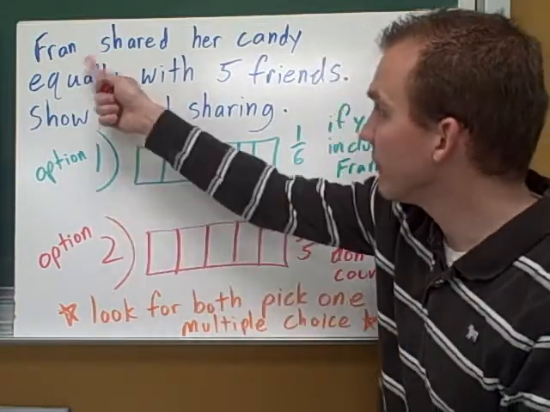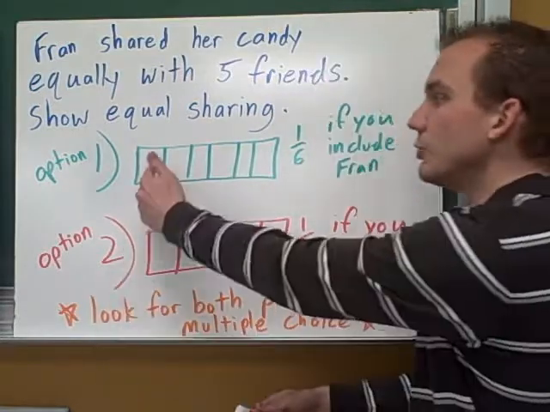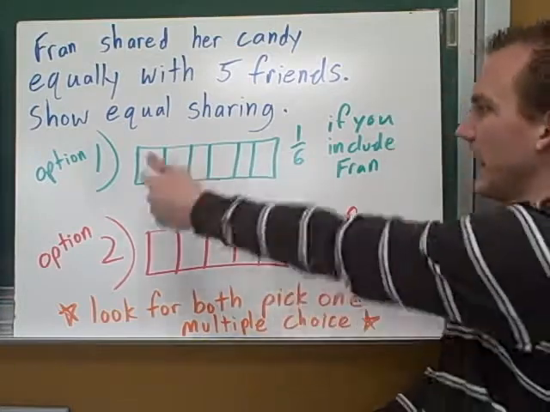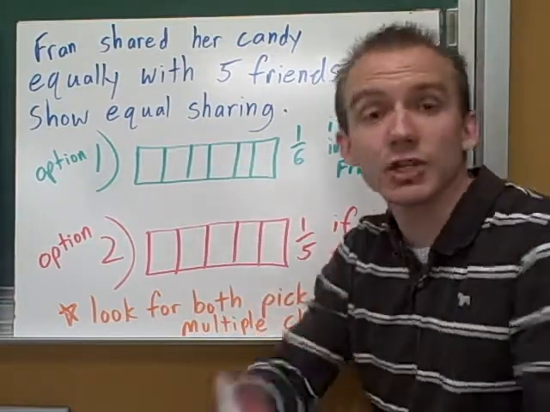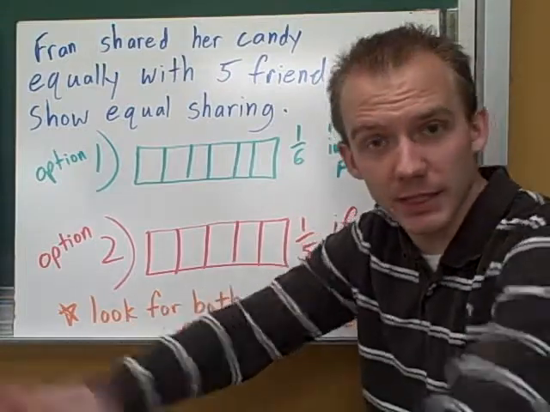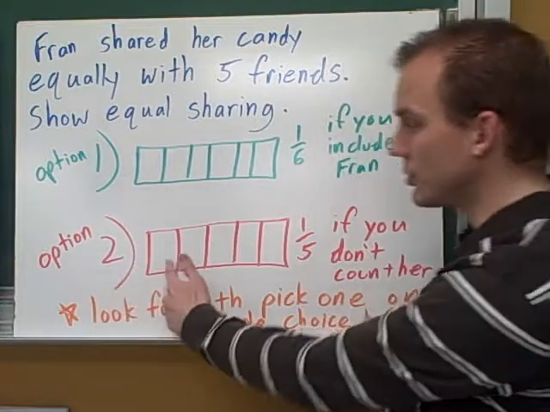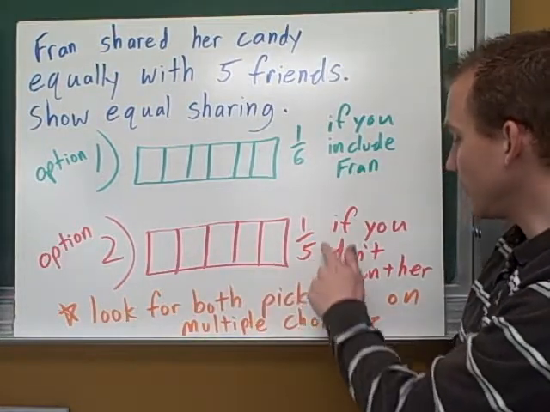Option 1, Fran and 5 friends is 6 total. So you would have 6. And that's what you would draw if you include Fran. But maybe Fran shared and just shared with the friends and didn't have any for herself. Maybe that's fine too. That would be option 2, in which case you just have fifths if you don't count Fran.